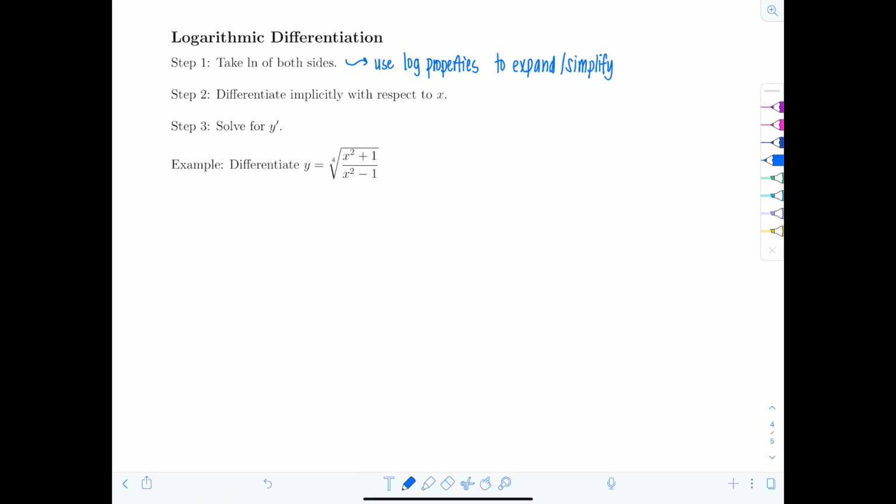But just keep in mind those are like the two main scenarios. Either it looks really, really terrible, it would be a nightmare of a chain rule, or you have a variable in the base and the exponent. So here I have y equals the fourth root of x squared plus 1 over x squared minus 1. So to kick things off, we're going to take the natural log of both sides. So I have ln of y equals ln of the fourth root of x squared plus 1 over x squared minus 1.